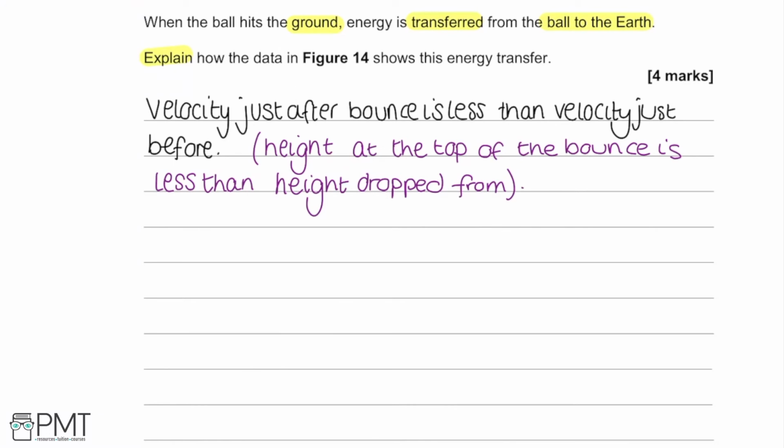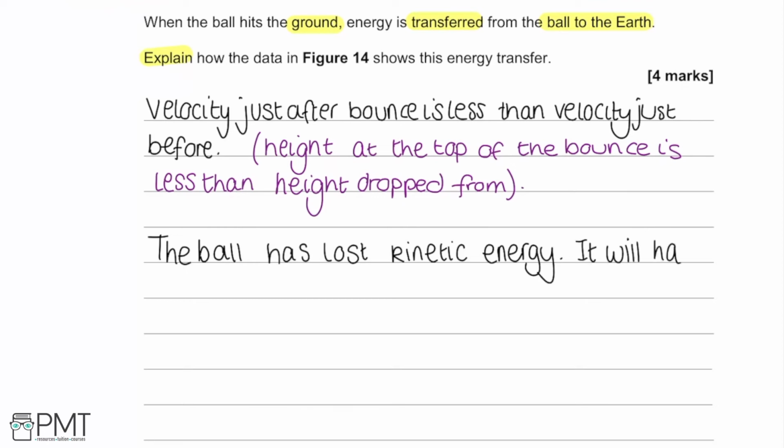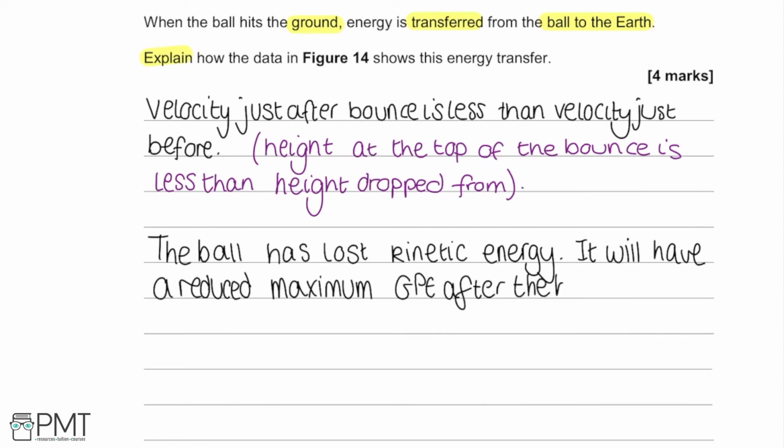We're then going to go on and explain in a bit more detail what's happened. So because this velocity is less after than before the bounce, the ball must have lost energy. It's lost kinetic energy, so has a reduced gravitational potential energy after the bounce. And these two points here are going to get us those second two marks. So that the ball has lost energy will get us one mark, and then referencing this loss of kinetic energy or this reduced gravitational potential energy will get us the third mark.